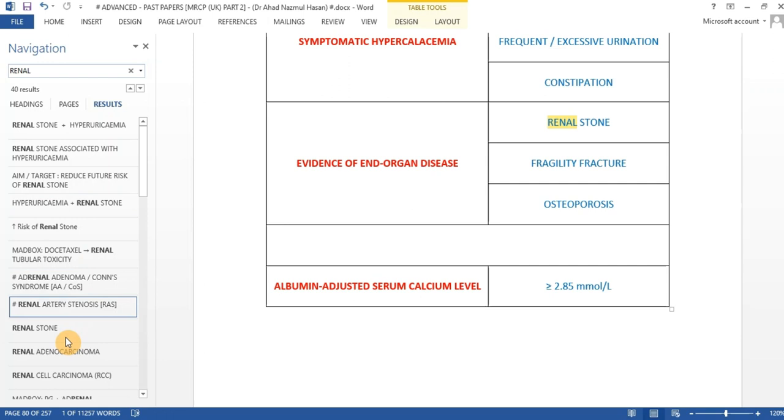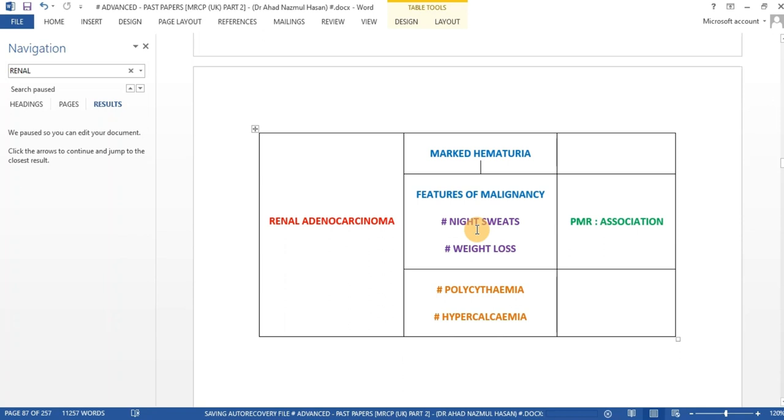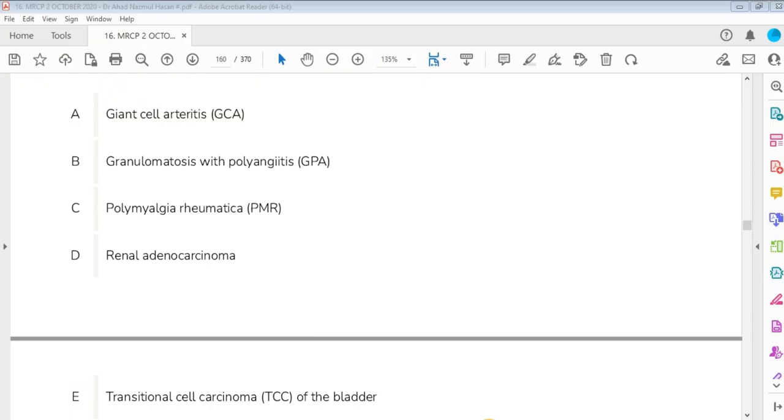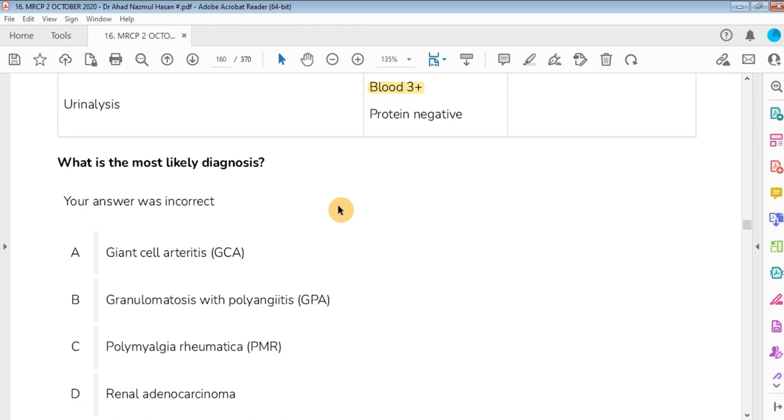So renal adenocarcinoma is a polymyalgia rheumatica associated condition, and the patient will have marked hematuria with features of malignancy like night sweats, weight loss, polycythemia, and hypercalcemia. So this patient has the features of malignancy, and there is also associated PMR. So the most likely diagnosis is renal adenocarcinoma.